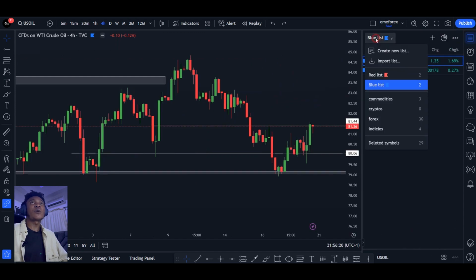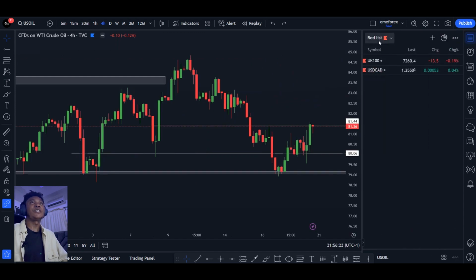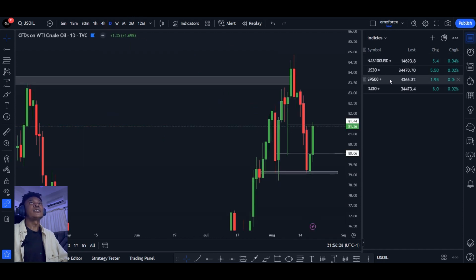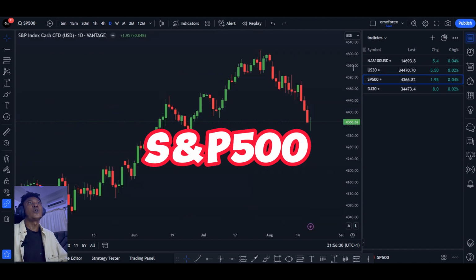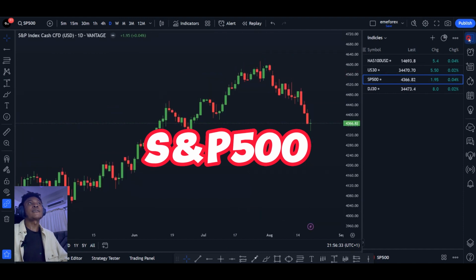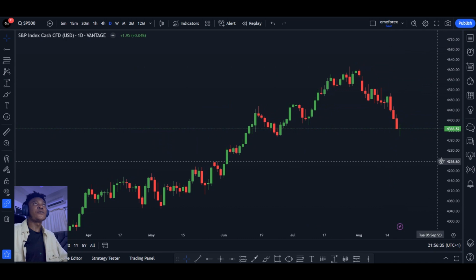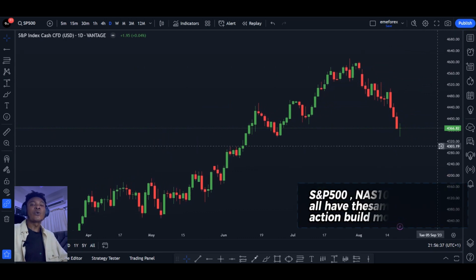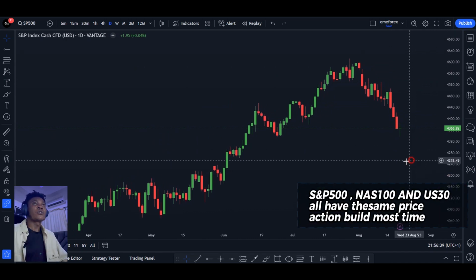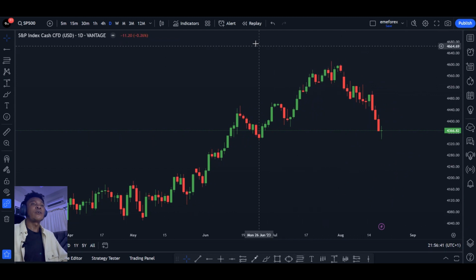Next up, let's take a look at a pair which I was eyeballing, but then I missed the trade position on this, and this is the S&P 500, and also the Nasdaq. I was looking at a few indices around Thursday-ish, Friday. I was eyeballing these indices for a sell.